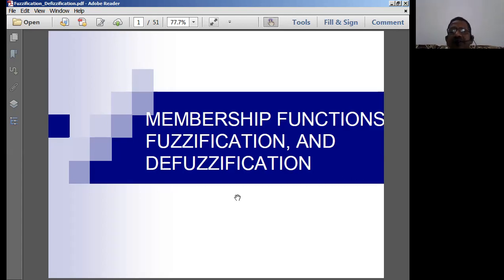Say, for example, if I want to describe the color of an apple. Now we consider an apple which is of red color. In the case of a crisp set, it says whether the apple is red or not red. That's all. Coming to the fuzzy set, it gives many other degrees of belongingness to the red color. So red is going to be a purely red.